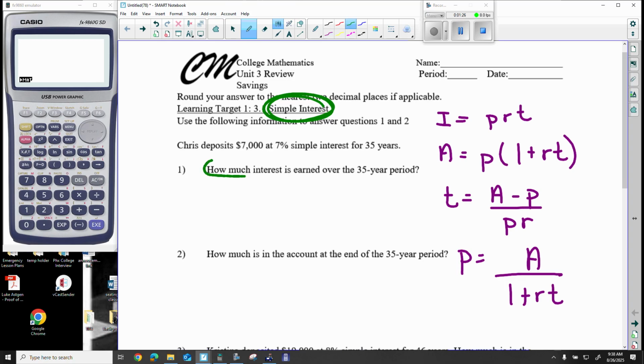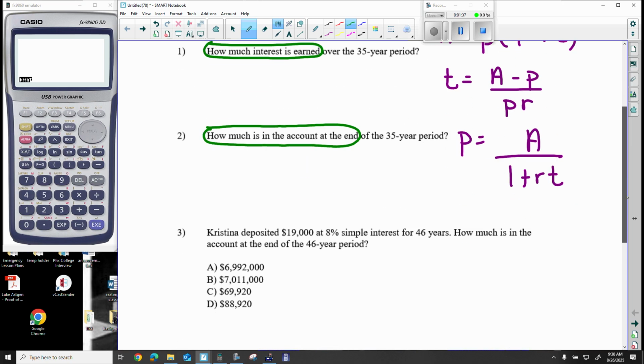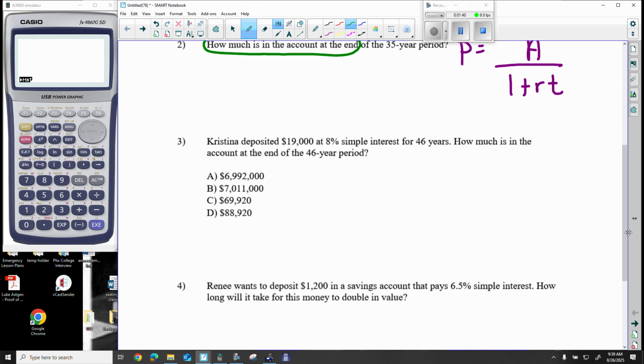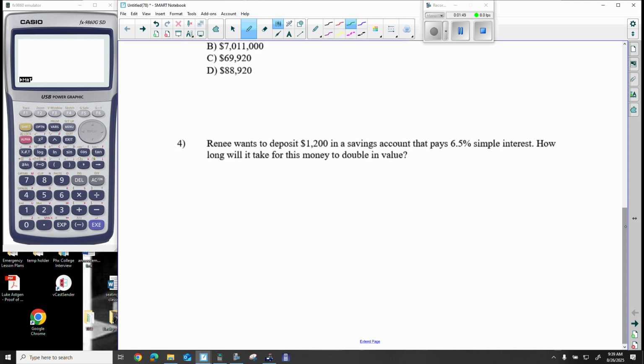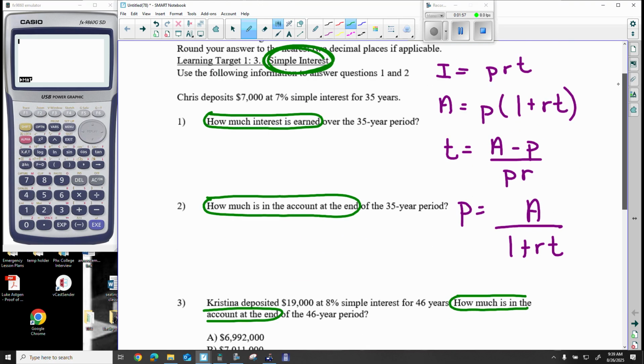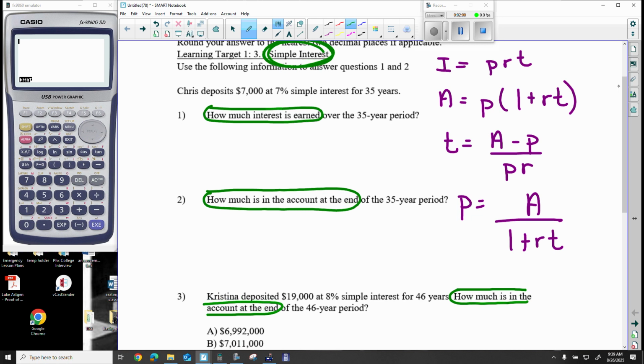All right, looking at these questions, how much interest is earned is the first question. Question 2, how much is in the account at the end is the question. Question number 3 is, how much is in the account at the end is the question. Number 4 is asking, how long will it take? So those are the various questions. Now all we have to do is make sure we use the appropriate formula for said question. So how much interest is earned is the very first question, so that's I.